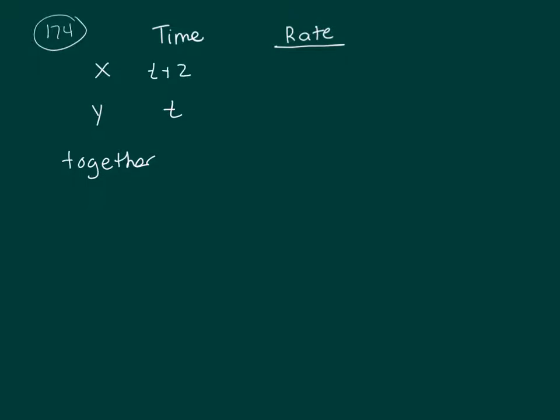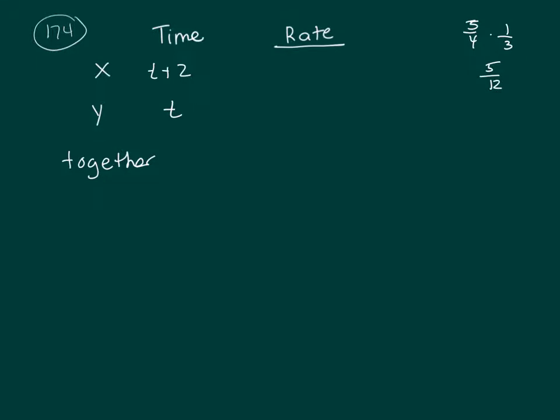T plus 2 days. And together, the two machines work together to produce 5/4 widgets in 3 days. So how do I change 5/4 into a daily rate? This represents 3 days. If I want it to be an individual 1 day, I would divide this by 3. So 5/12.